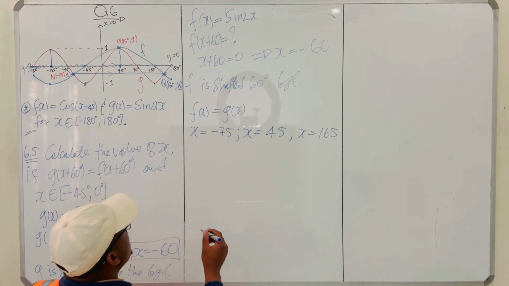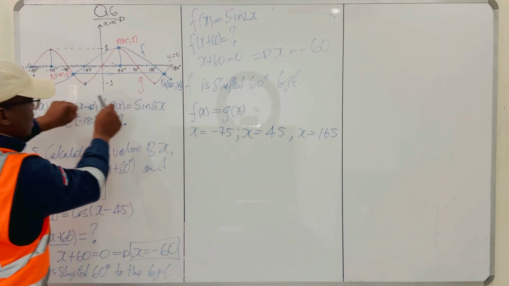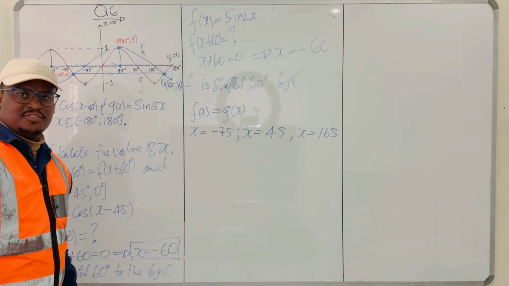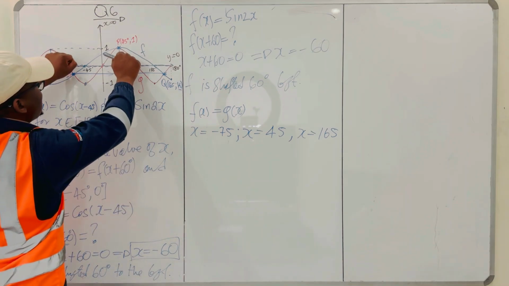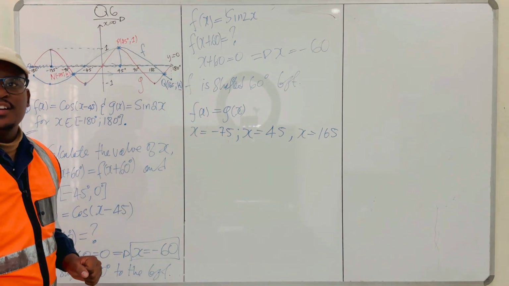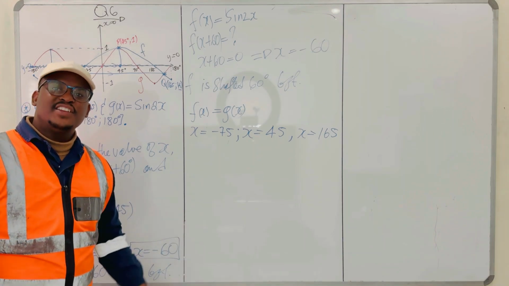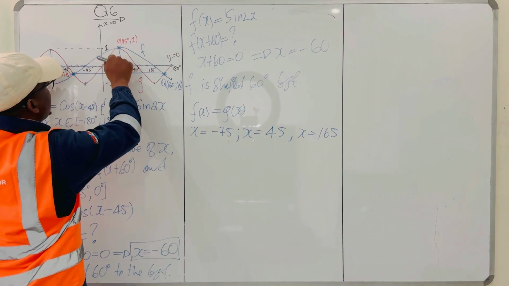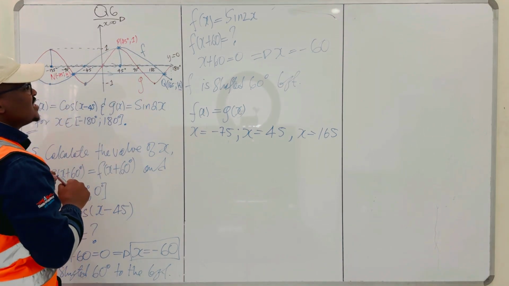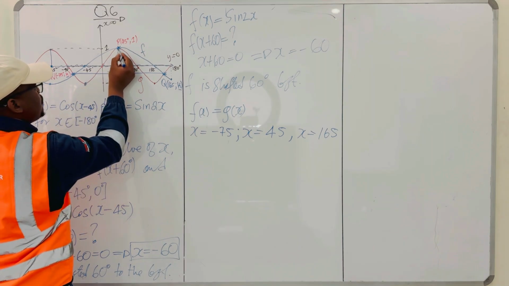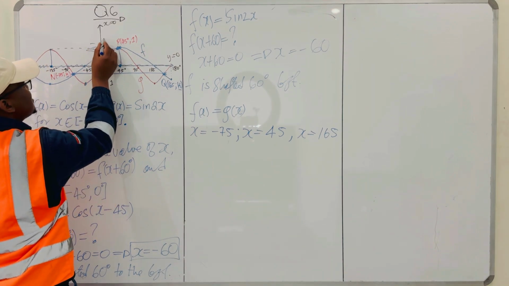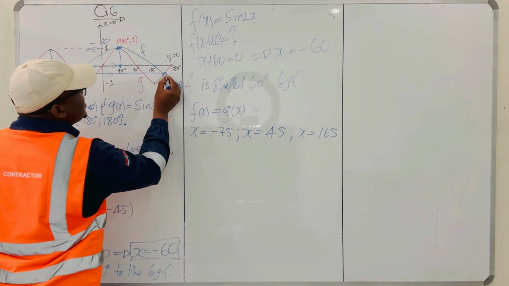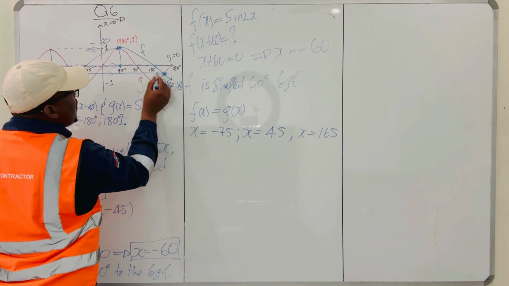So now, we want to know if both of these functions are shifted together 60 degrees to the left, where will they intersect now? These two functions are now moved 60 degrees to the left. You want to know the points of intersection. So if you're shifting these functions 60 units to the left, these two positions will stay together, but 60 units to that side. And these two will stay in the same position, but 60 units to that side.